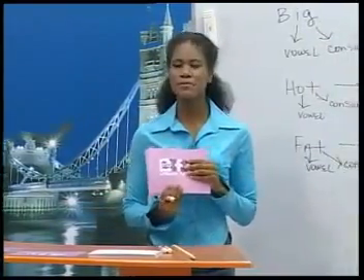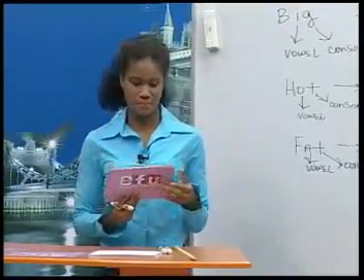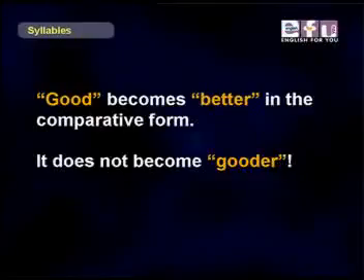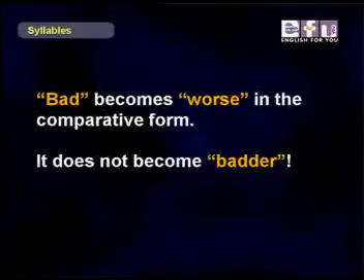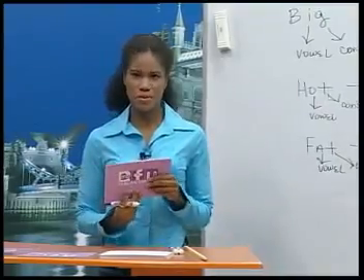Okay, please follow along on your screen. First of all, good becomes better in the comparative form. It does not become gooder. It's always better. Second example, bad becomes worse in the comparative form. It does not become badder. It's worse. Take a look at some examples.